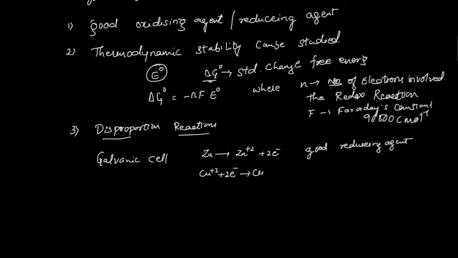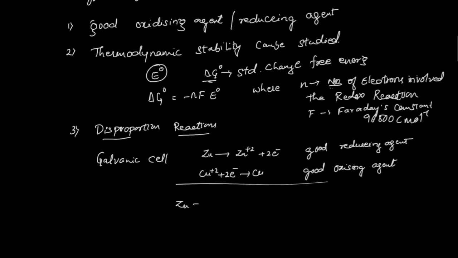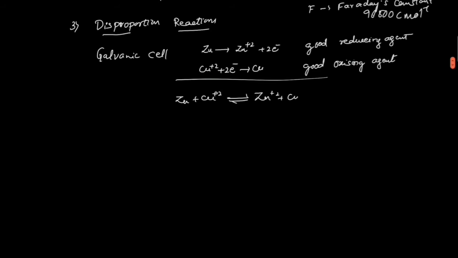Here the copper is acting as a good oxidizing agent, is it not? It is accepting electrons. So in the overall reaction, zinc plus copper plus 2 is in equilibrium with zinc plus 2 ions and copper. In this reaction, one species is undergoing oxidation and another is undergoing reduction. In a redox reaction, it is usually like this.